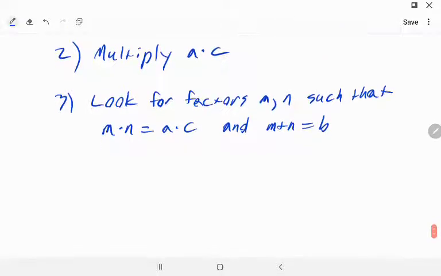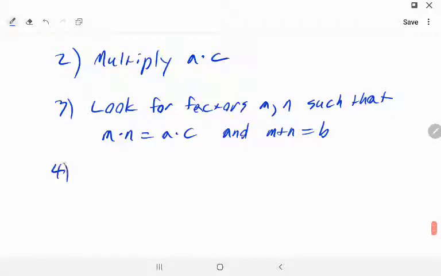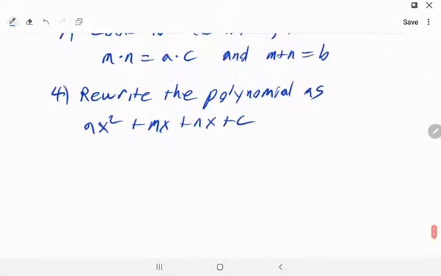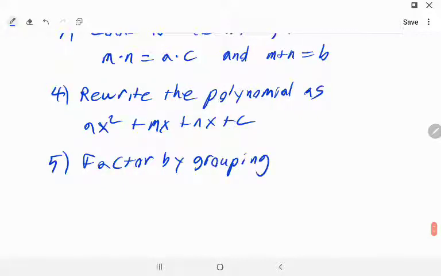The difference now is that we can then rewrite the polynomial as ax squared plus mx plus nx plus c, and then factor by grouping. And what's nice is that if we can find m and n that have those properties, m times n equals a times c, m plus n equals b, we'll always be able to factor by grouping.